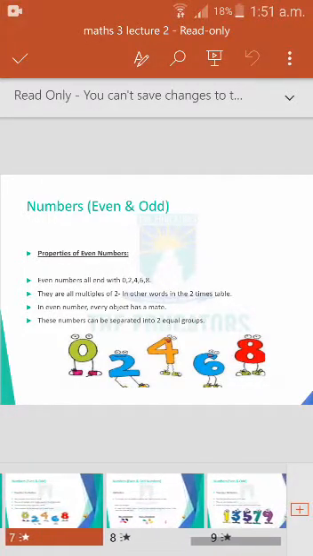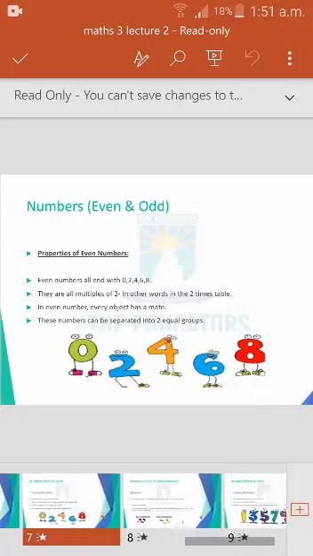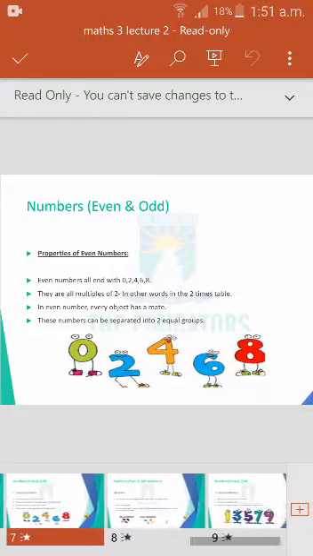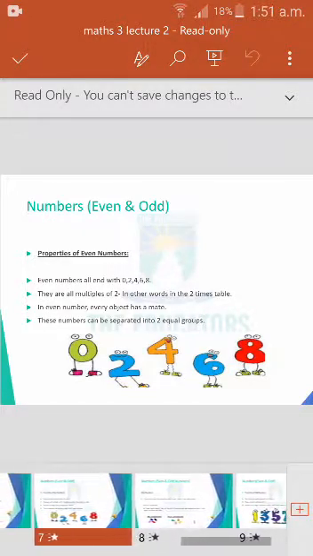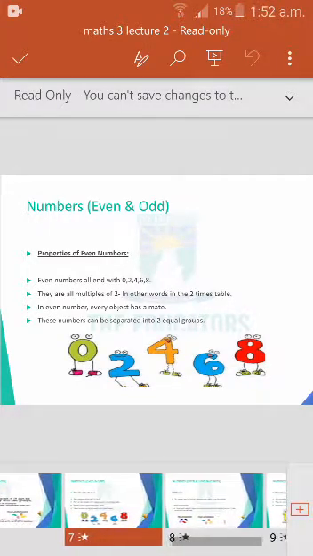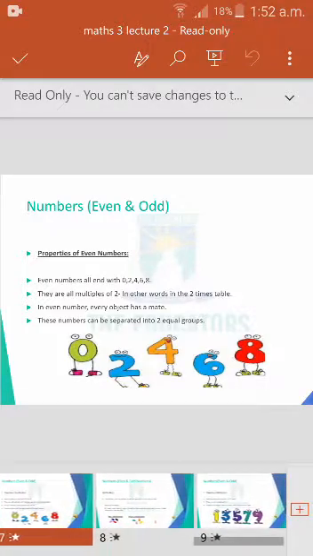In even numbers, every object has a mate. It means that when we divide even numbers, we can divide them into pairs. The last property says that these numbers can be separated into two equal groups. It means that when we divide even numbers into two groups, we can divide them equally.